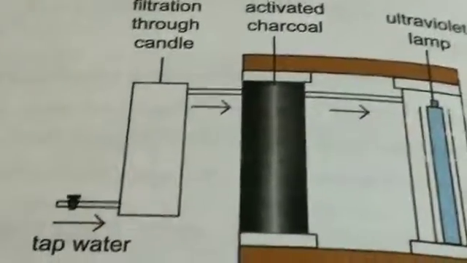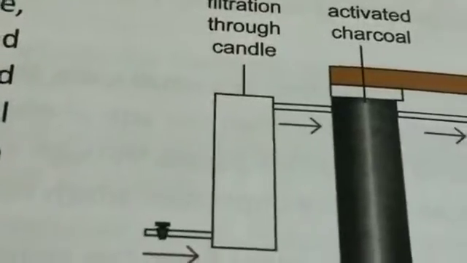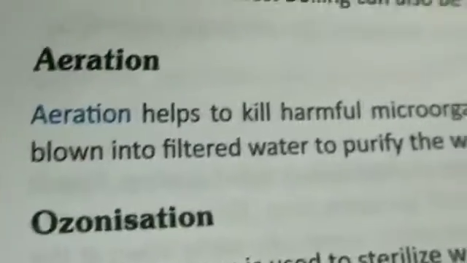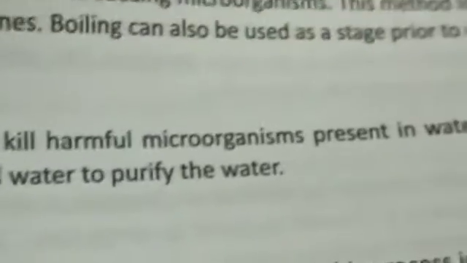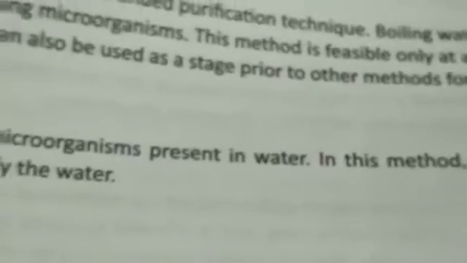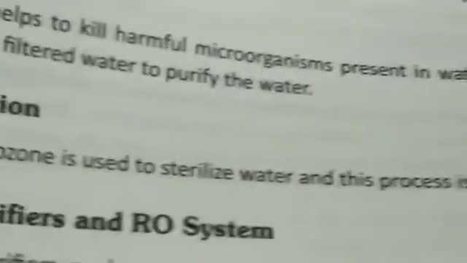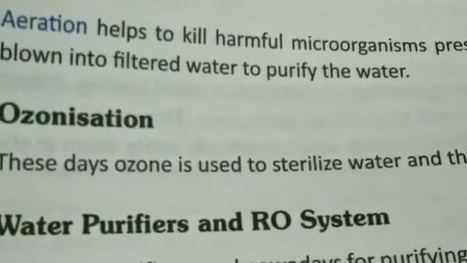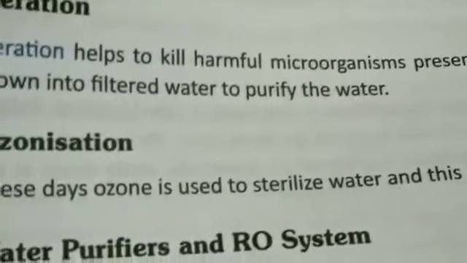Other methods which are used for purification of water are ozonization and aeration. By aeration, harmful microorganisms present in water are killed. In this method, air under pressure is passed through water and the water gets purified. Another is ozonization. Ozone is also used to sterilize water.